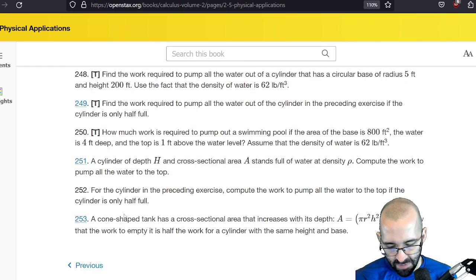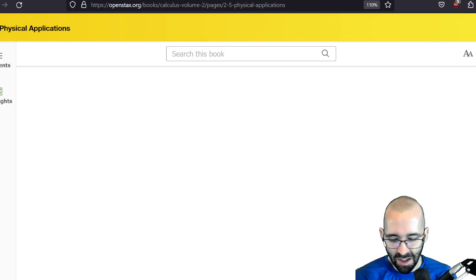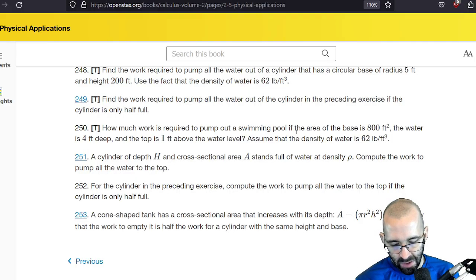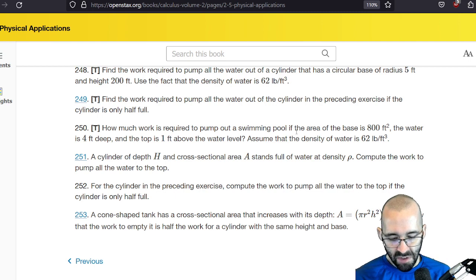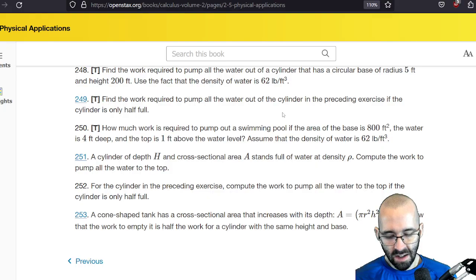Wait, I just lost the problem. Oh, it's because it's doing this thing. I have to refresh, otherwise every time I alt tab, it's going to move my screen. 250. Great, that's what I wrote. The water is 4 feet deep and the top is 1 foot above the water level. What does that mean? It means the swimming pool itself is 5 foot deep, but the water is only a depth of 4 feet. Yep, water is 4 feet deep. Top is 1 foot above the water level.